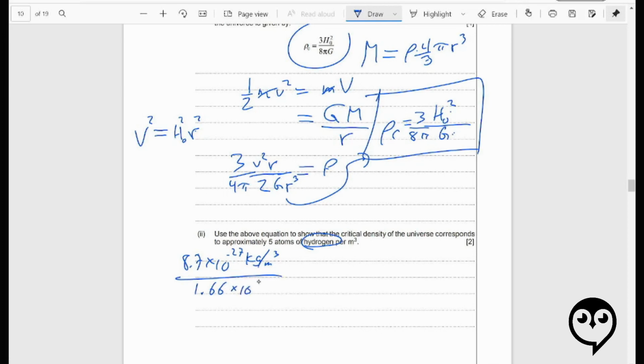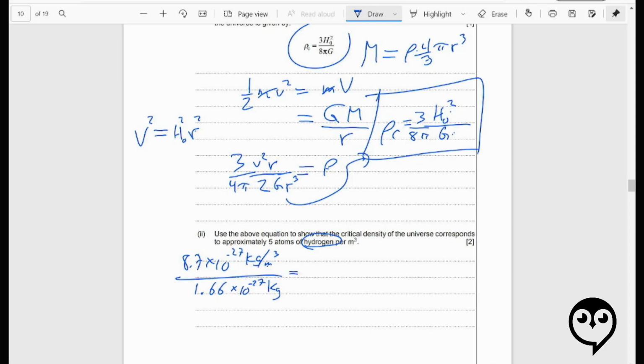1.66 times 10 to the negative 27. Hold on a minute. They're both to the power of negative 27. That's interesting. But this is just kilograms. So it's really, really tiny, an infinitesimal fraction of a kilogram. Whereas this is how many kilograms per cubic meter.